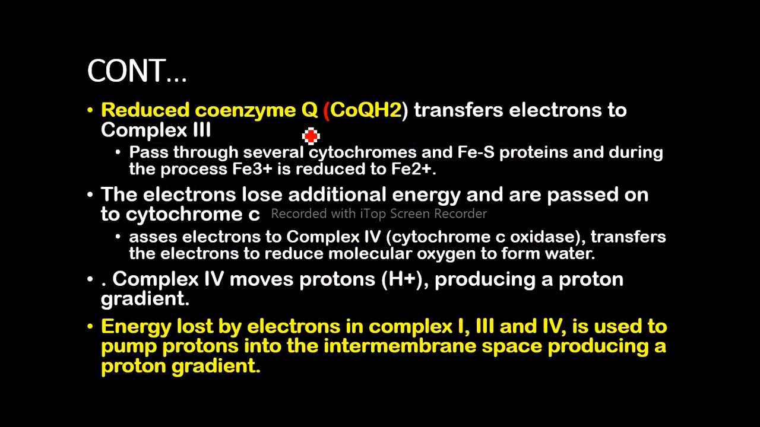So all that then reduced coenzyme Q transfers electrons to complex 3, then passes through several cytochromes, those different cytochromes, and then iron proteins. During the process, iron is reduced from iron 3 to iron 2. The electrons lose additional energy and then are passed on to cytochrome C. And the cytochrome C passes electrons to complex 4, which is cytochrome oxidase, and finally passes the electrons to oxygen, which will accept the protons together with the electrons to form water, which is a neutral molecule. Complex 4 moves protons, producing a proton gradient.